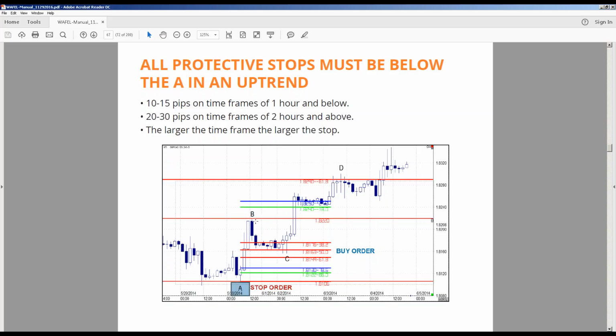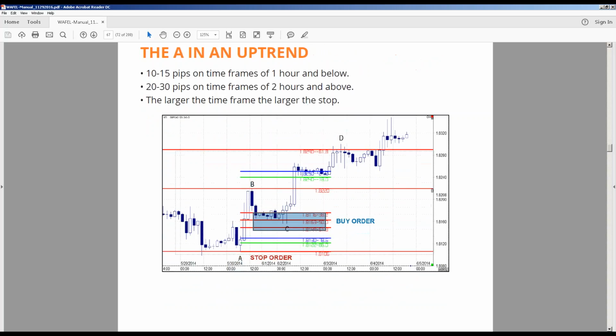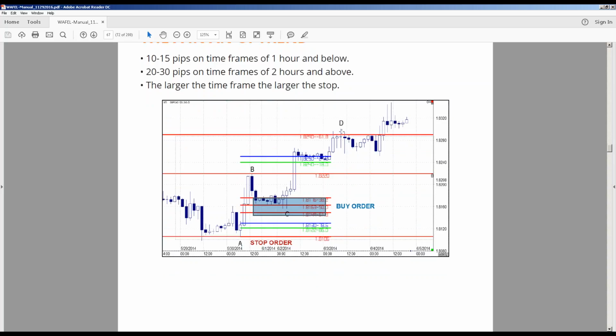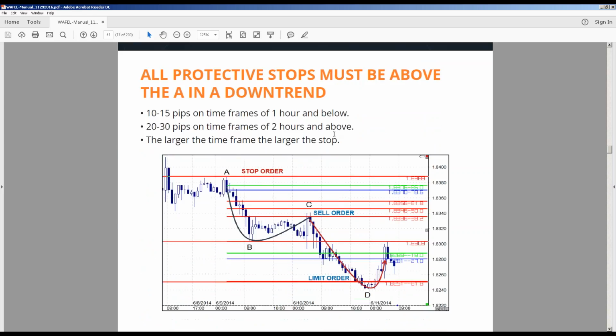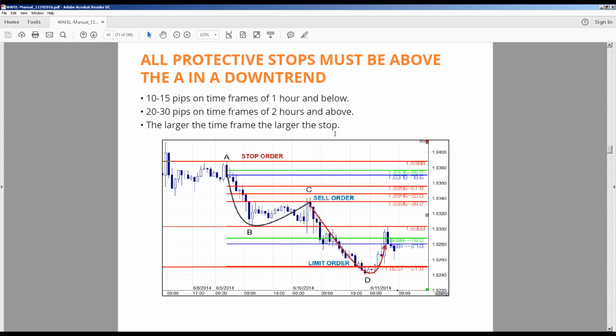So now we have an up AB boundary, and if I place my buy inside the AB boundary, then you can see that the market moved to that D extension without stopping me out. Right, because my stop was beyond the A, my stop was below the A. All protective stops must be above the A in a downtrend, 10 to 15 pips on time frames of 1 hour and below, 20 to 30 pips on time frames of 2 hours and above, and the larger the time frame, the larger the stop.